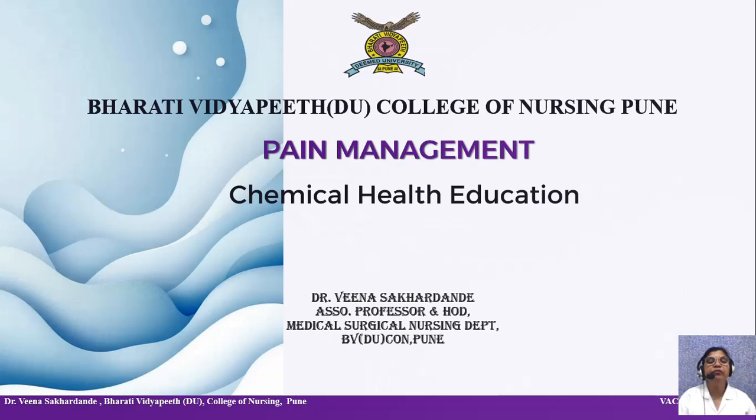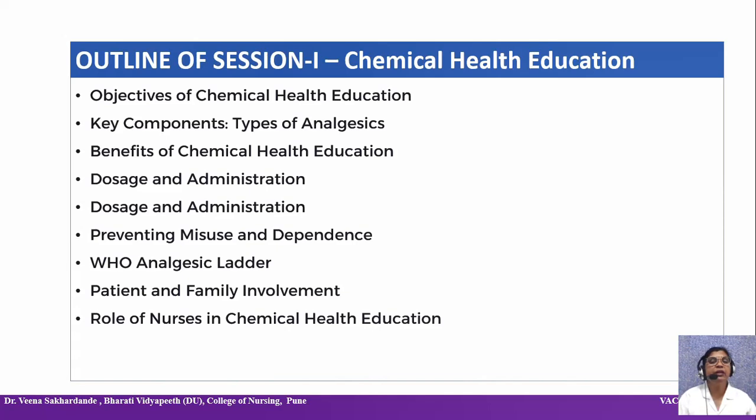Chemical stands mainly for medications and drugs, and related to that we need to give health education, making the patient who is taking analgesics aware. So this session will include objectives of chemical health education, key components, types of analgesics, benefits, doses and administration, preventing misuse and dependency of analgesics, the WHO ladder and what steps are given, patient and family involvement, and the role of the nurse in chemical health education.